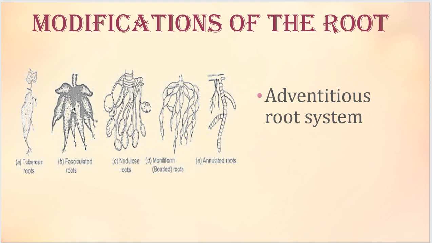Fasciculated roots example, dahlia and asparagus. Nodulose roots example, arrowroot or maranta, and turmeric or Curcuma domestica. Moniliform root or beaded root example, which is Portulaca and Momordica. Annulated root example, ipecac, or its binomial is Psychotria. Okay, Psychotria, right? So these are the examples and these are the types.